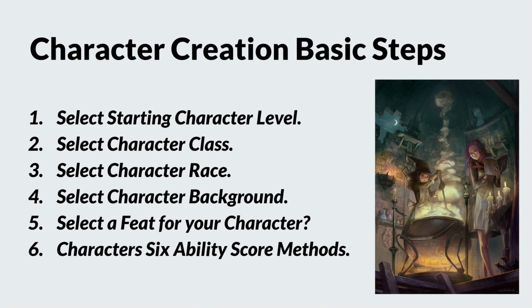Select a feat for your character if you get any, and write down the relevant details on your character sheet. You'll find that feats in the player's handbook are on page 165 to 170. Not all characters get feats though. Like when you're starting out, if you're not a variant human, you usually don't get a feat.